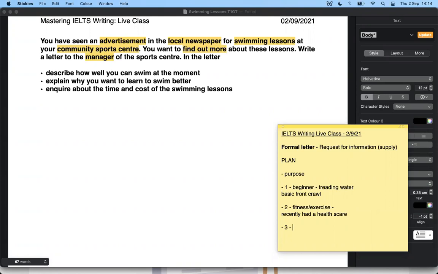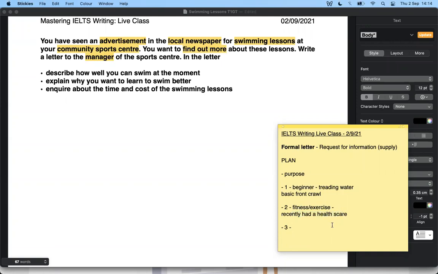Or it could be, as you say, you love to be in the water as well. That would be a different reason, personally. I'd say I love to be in the water and then why I love to be in the water, or I want to get fit because I had a health scare, or I'd love to be in the water because I want to remove my water phobia, something like that. But if we focus on the fitness and exercise and then we have a reason for it, that'll be enough.